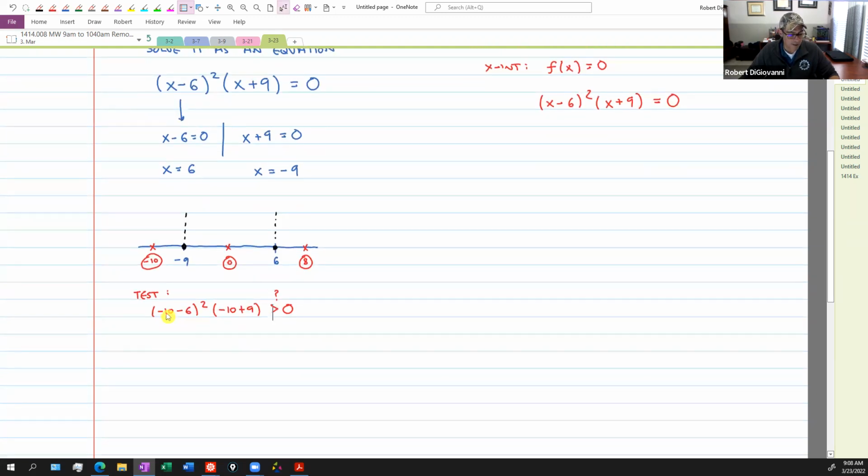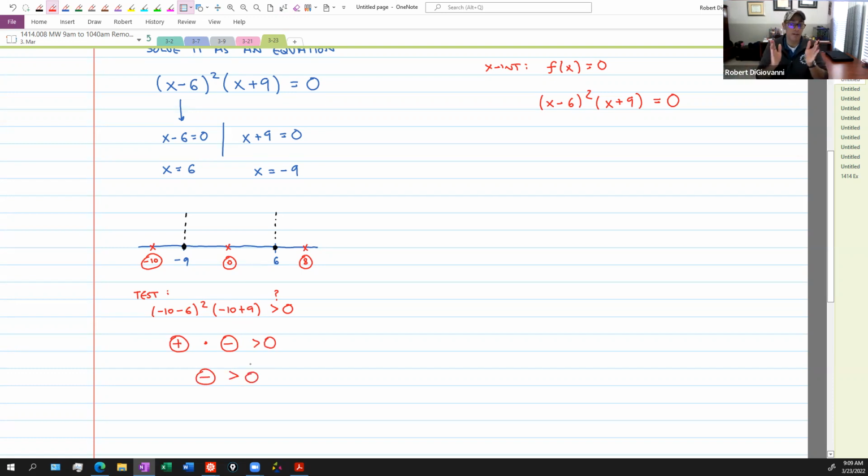So when I take this together, I do -10 minus 6, I get -16, but I'm going to square it, right? So it's going to become positive. This is a positive number. I don't care what the number is. Times, and now I do -10 plus 9, that's -1, a negative number. And when I take a positive and multiply times a negative, I should get negative, shouldn't I? And so a negative number, is a negative number bigger than 0?